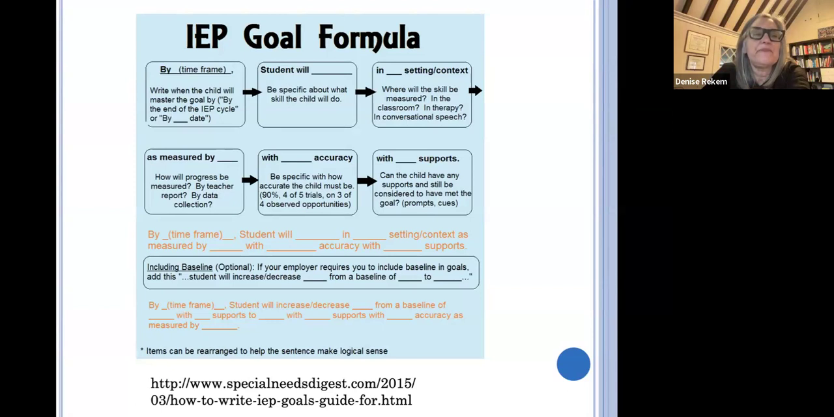So this is just a handy cheat sheet. You can even take it to an IEP meeting, to help you look through your own goals and your own IEP to see if they need to be rewritten so that they're addressing any of these areas. Next slide.